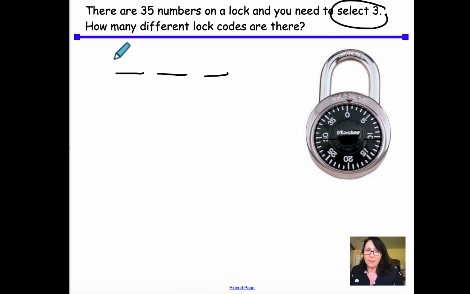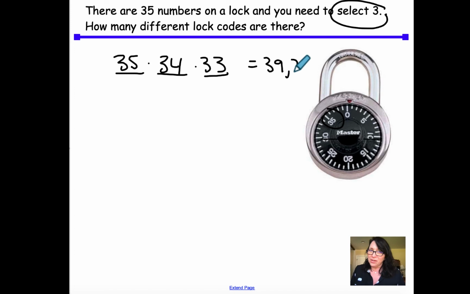So the first time we go to select the number, assuming that there's only 35, I have 35 options. And then the second time that I choose, now I have 34 numbers to choose from, assuming that I cannot use the same number again. Because otherwise, if I can use the same number again, then order wouldn't necessarily matter, and I could just go 35, 35, 35. So 35 times 34 and then times 33 ends up to be about 39,270.